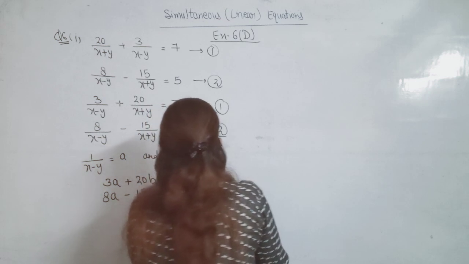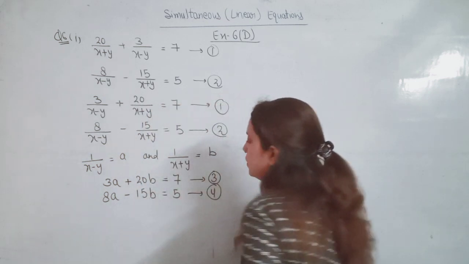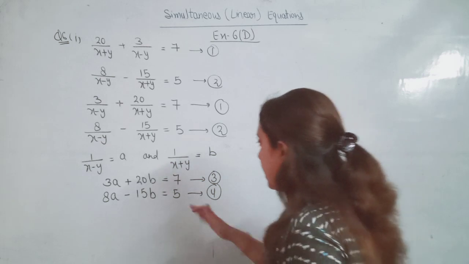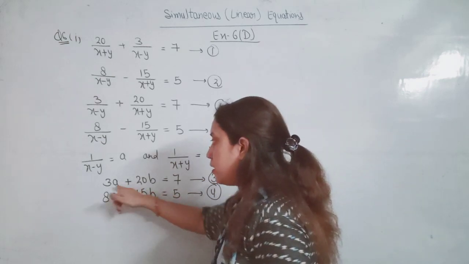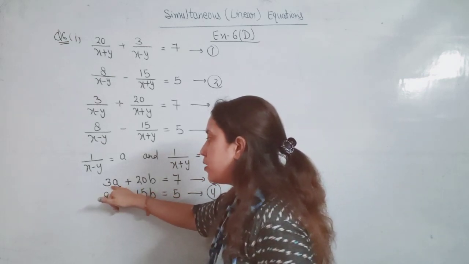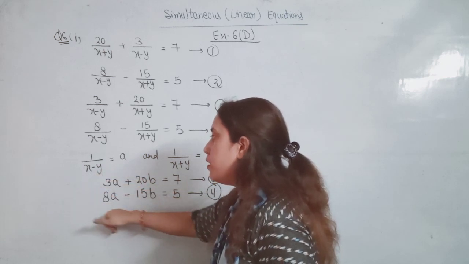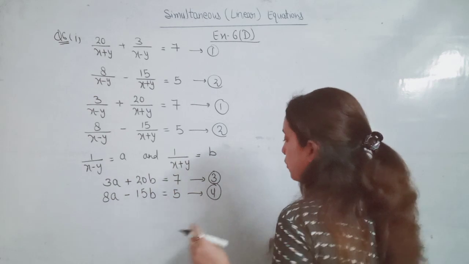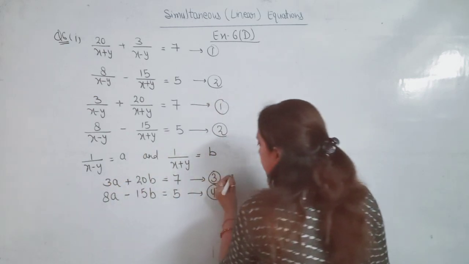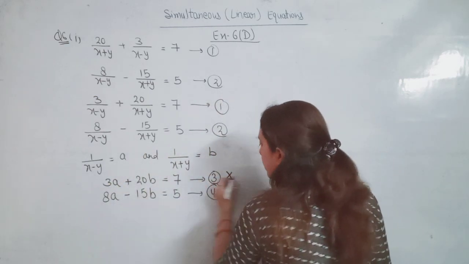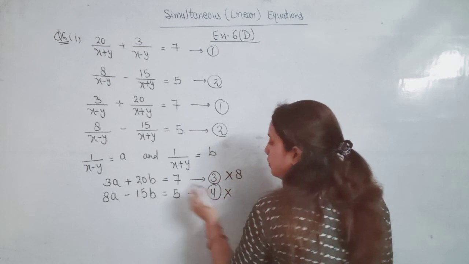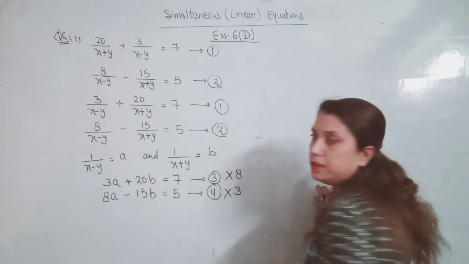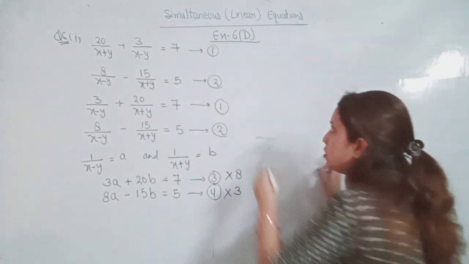and 8a minus 15b is equal to 5, equation 4. After that, I am again using the equating the coefficient method, solving for variable a. For making the coefficients equal, in equation 3 we will multiply by 8 and in equation 4 we will multiply by 3.